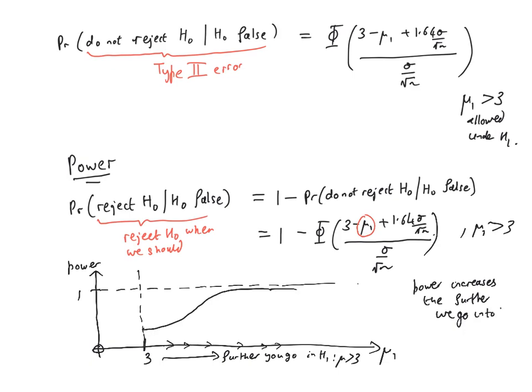And that's a good thing and a sensible thing. It means the further the truth is away from the boundary of 3, the more likely you are to reject a false null hypothesis. It actually turns out that this value of the power at 3 is 0.05, which is the size, and you may like to think about why that should be the case.